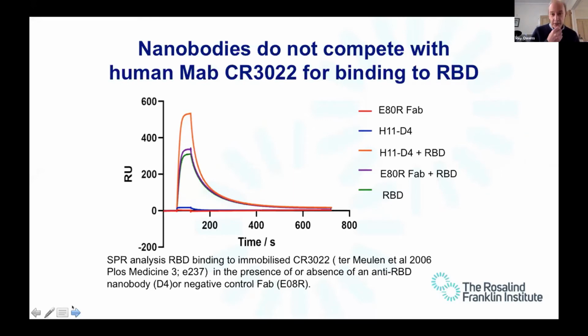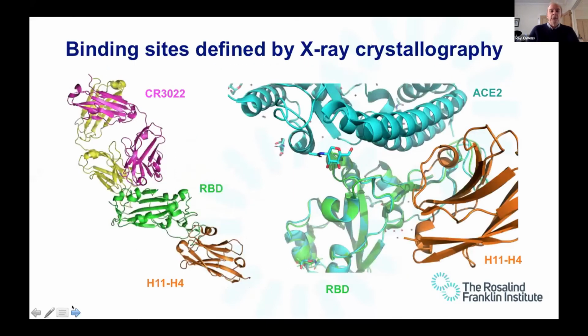And here we showed that our molecule did not compete with CR3022 binding. So it placed it not at that part of the molecule, but more likely at the ACE2 binding site at the top, or the shoulder part, in the molecular model. And we could show this directly, obviously, by structural work.